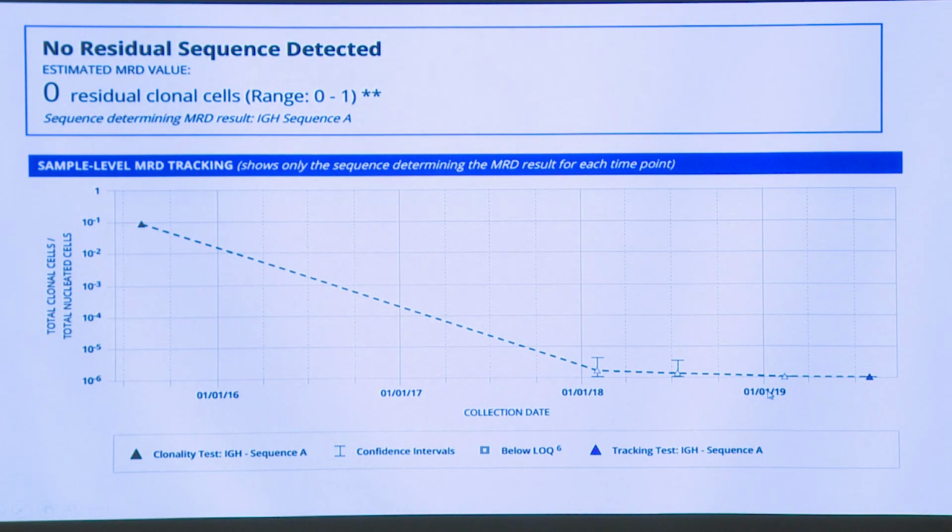So as you can see, it's not like achieving a complete response in 6 to 12 months. It really takes longer to achieve MRD negativity, which probably makes sense because it takes longer to eradicate all the remaining tumor burden.